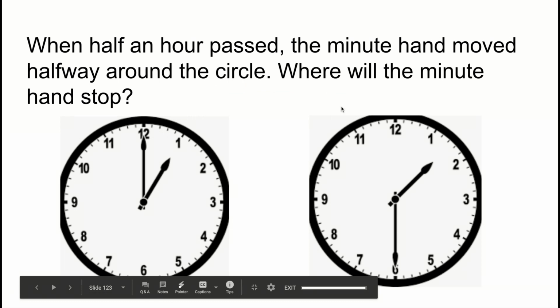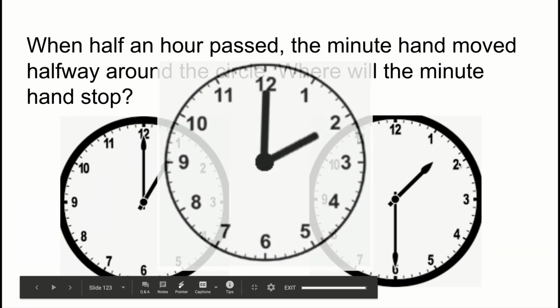When we take a look at these, what time does this clock say? This clock says 1 o'clock. What time does this clock say? This clock says 1:30. If we go another half an hour, what time will it be? The minute hand will move all the way back up to the 12, but the hour hand will go all the way to the next hour, and it will be 2 o'clock.